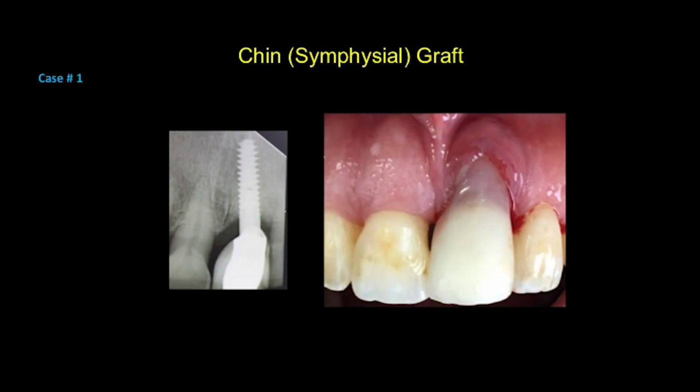This is an example with an implant that showed failure. There is soft tissue and bone loss at the site of the implant.